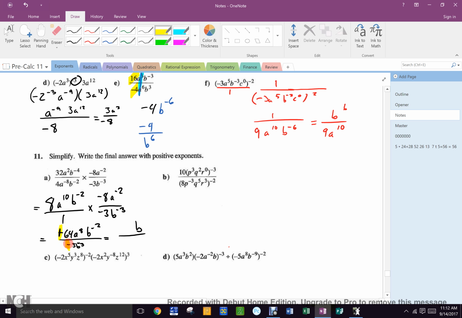What do you notice about both of them? They are negative. What happens when you divide a negative by a negative? Positive. So it's 64b over what?